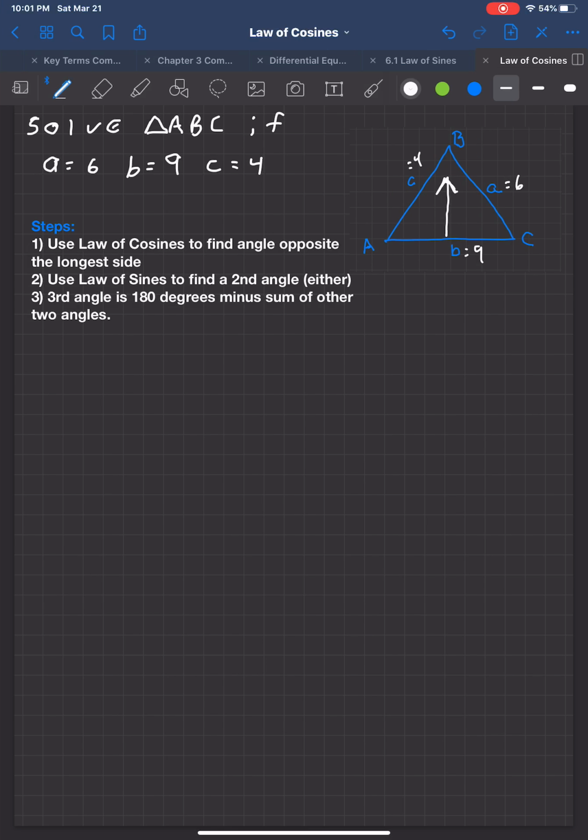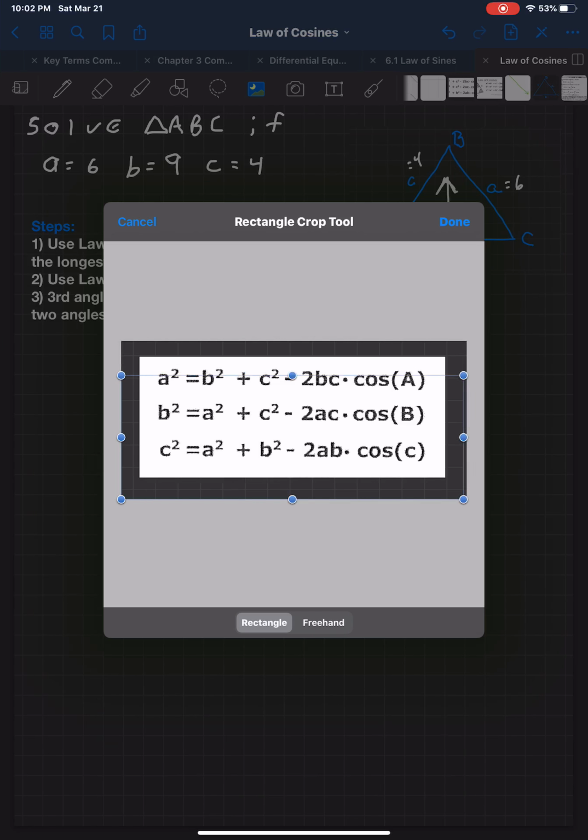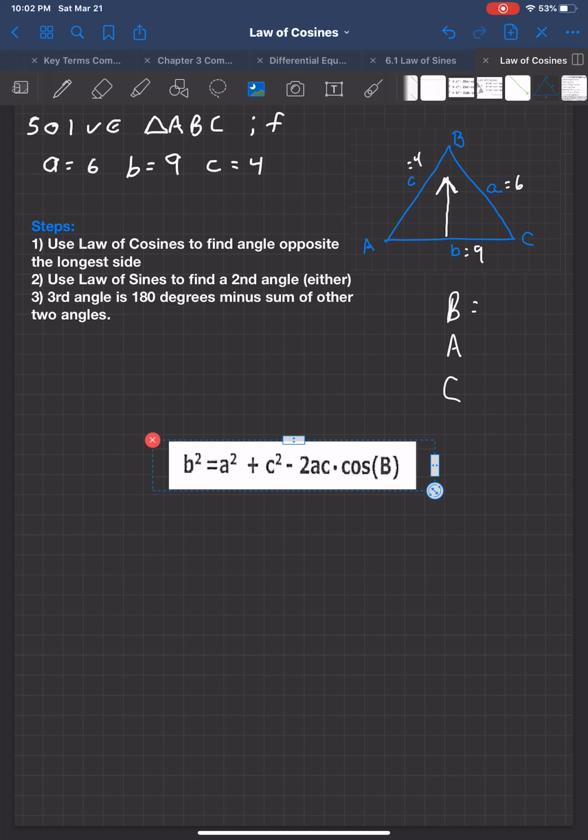So we want to find the angle opposite of that, right? So we're going to need big A, big B, big C. But angle B is opposite of the largest side, B. So we're going to start there. All right, ready? So let's grab our law of cosine formulas. Since I'm going to try to find angle B, I'm just going to use this one right here.